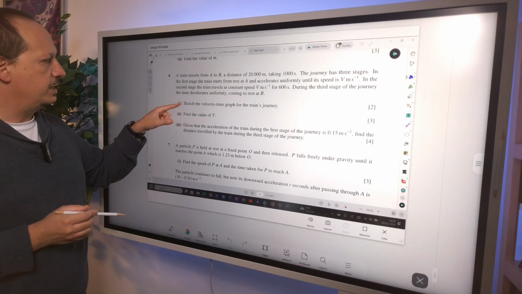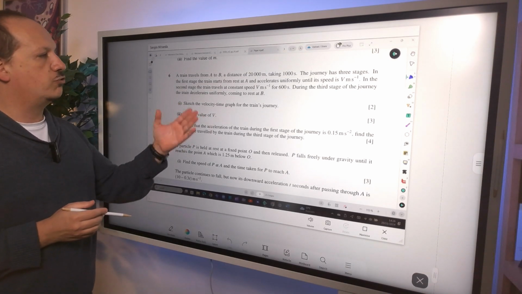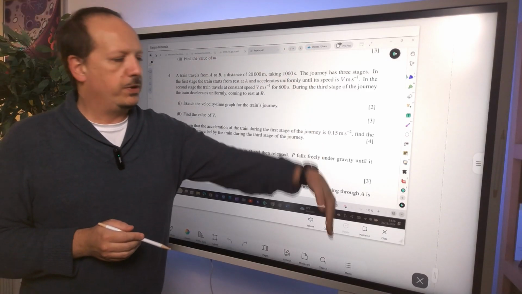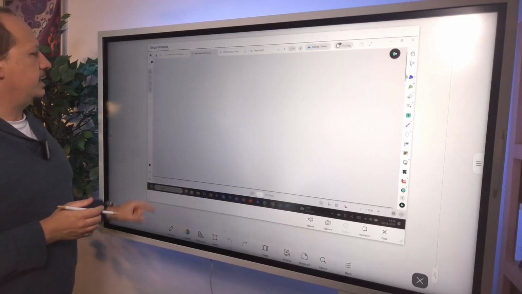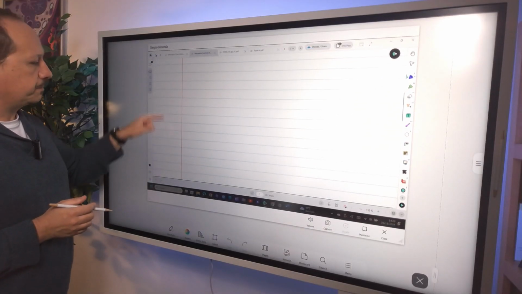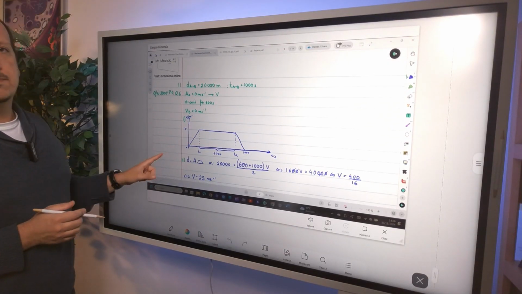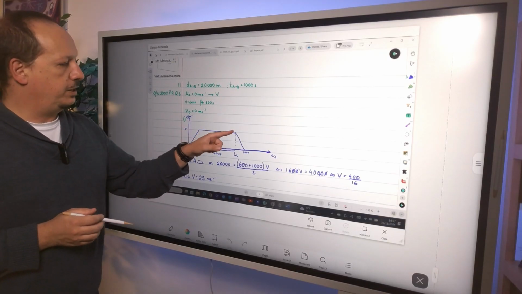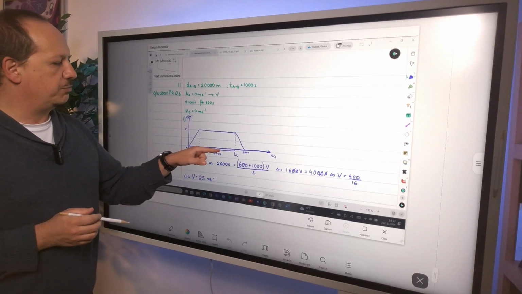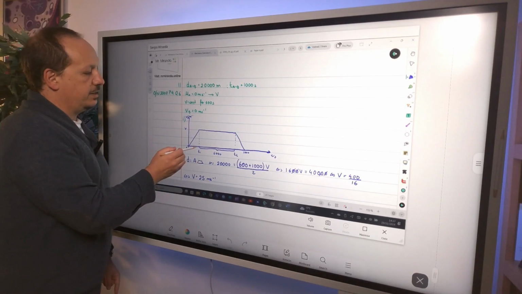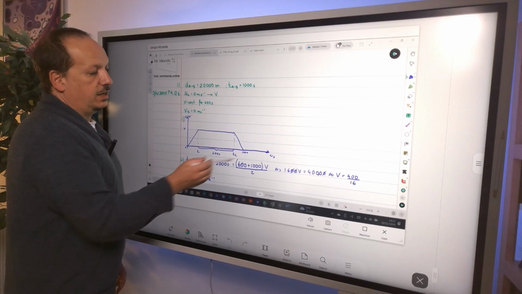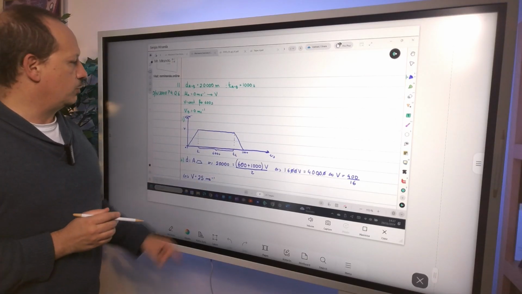You need first to sketch the velocity time graph for the train's journey. So you have a constant acceleration, constant speed, constant deceleration. Basically, the shape is going to be something like this. You know that this time over here, while it is moving at constant speed, is 600 seconds, but you don't know when this starts and when this ends. You just need that the total distance takes 1,000 seconds, and that's what you put over here.